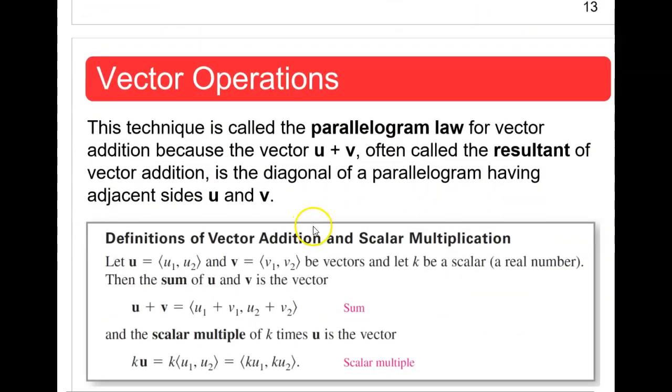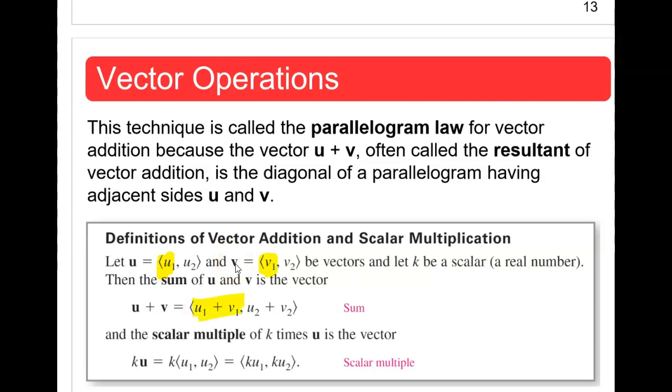However, the arithmetical representation is a lot easier. All we're going to do is add the horizontal components and add the vertical components, just like if we were adding x plus x and y plus y. However, remember the way that vectors are defined. So if the name of the vector is u, the horizontal component is going to be u1. And if the vector is v, the horizontal component is going to be called v sub 1.